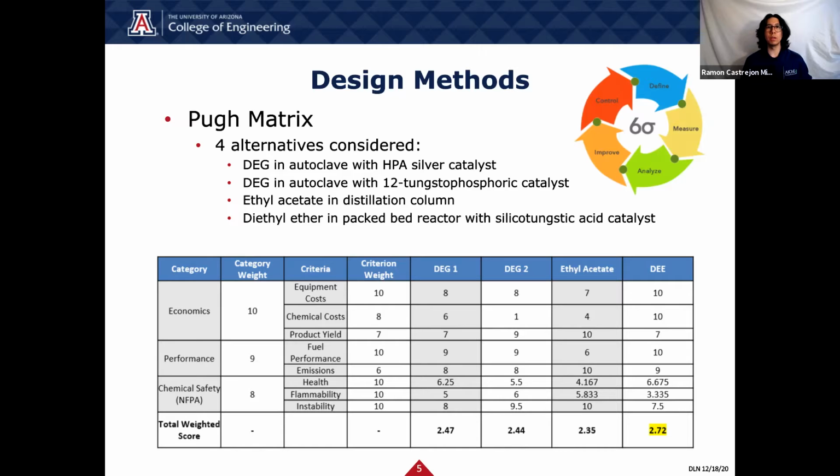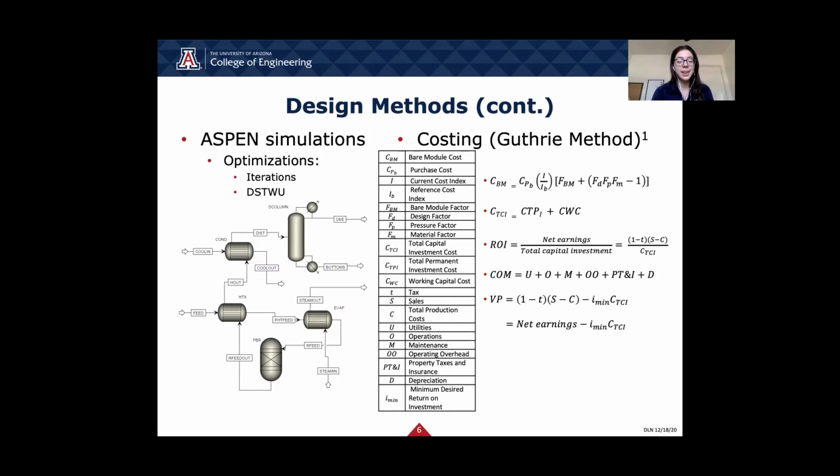These additives will be evaluated upon different categories, starting with economics, which includes all the costs inherent to the process and the yield of reaction. Second, performance, including fuel performance plus fuel emissions. And finally, chemical safety, which was evaluated upon NFPA ratings of the chemicals and side products inherent to each process path. As you might already know, we chose the DEE route since it scored the highest in almost every category. Once we had our design choice, it was now time to use Aspen to simulate our process.